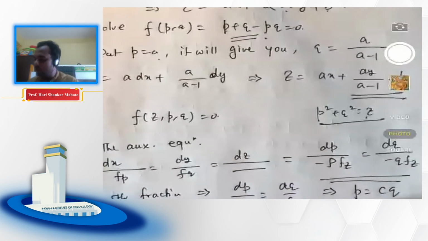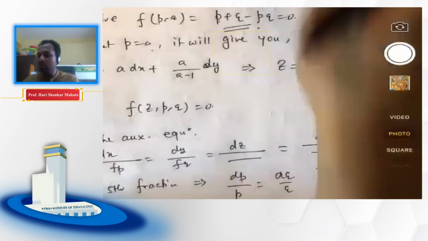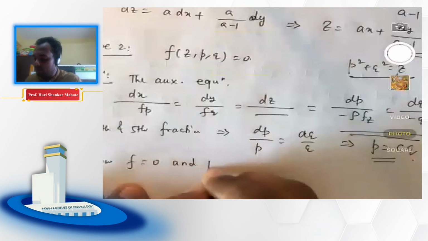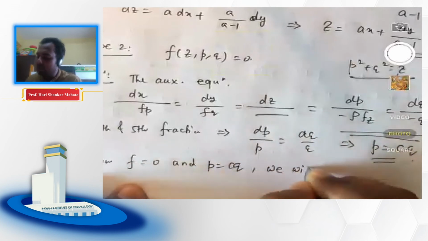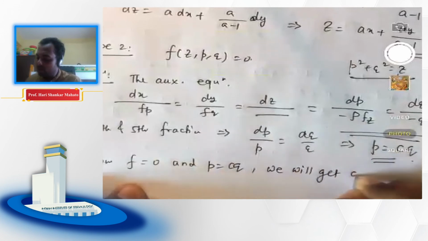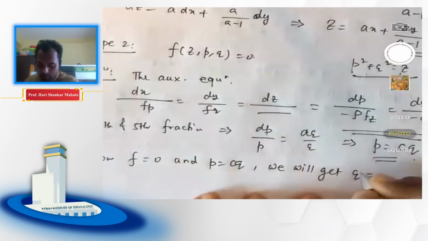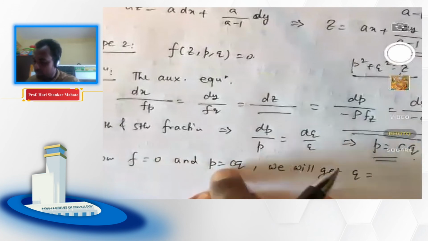Now I will use this information, p is equal to cq, here. So from f equals to 0 and p equals to cq, we substitute in that, and we will get small q equals to, so I'm substituting p is equal to cq.